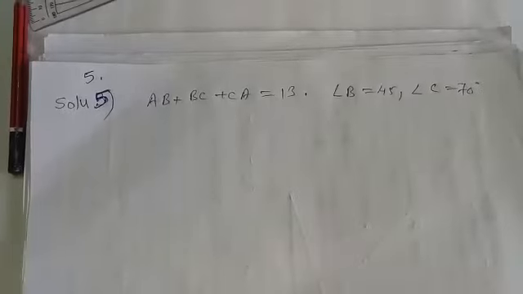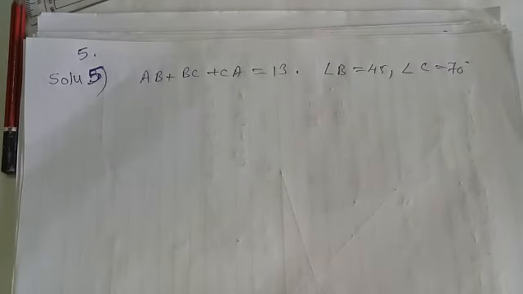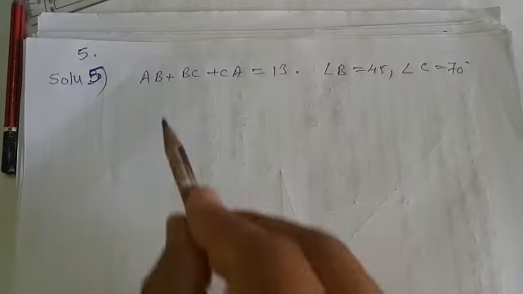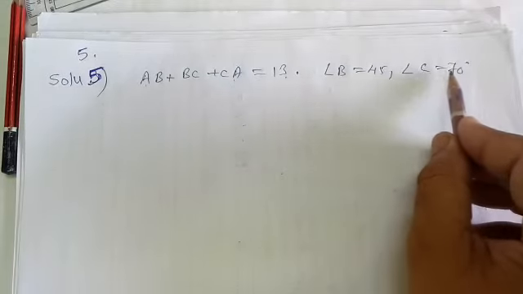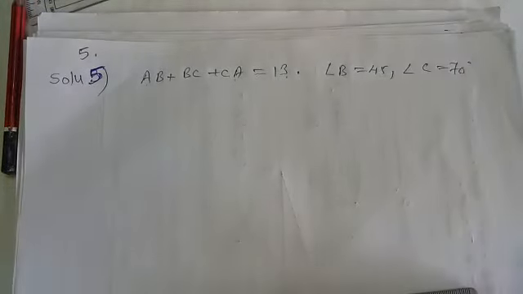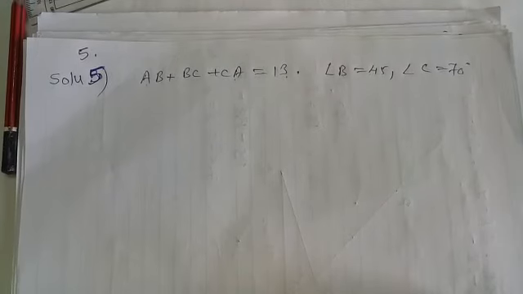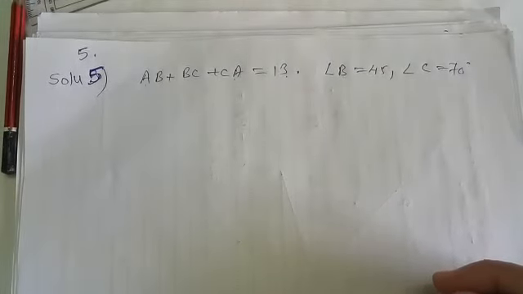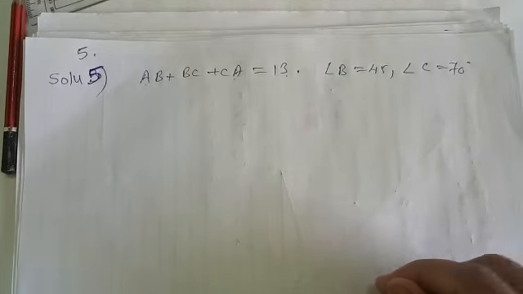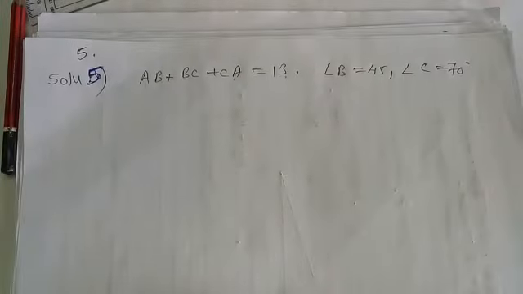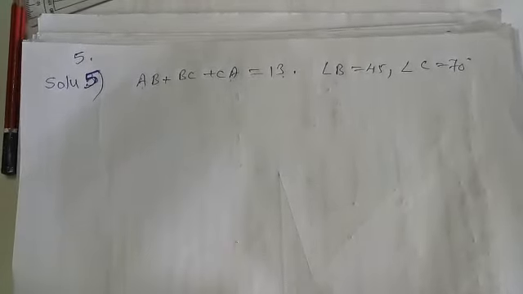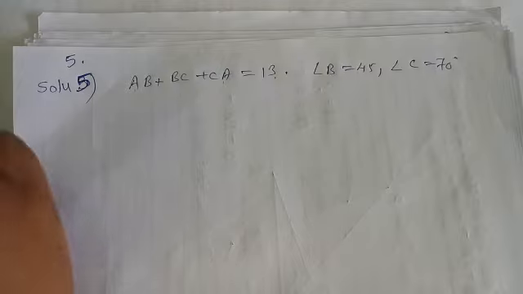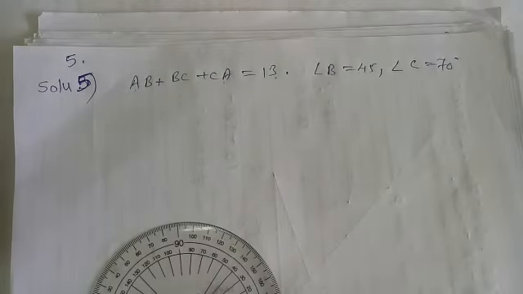Is it clear? Question number 5. It is very important. See it very carefully. Construct a triangle ABC where AB plus BC plus CA equal 13 cm, angle B 45, angle C 70. Draw a line PQ of 13 cm. We have to make a triangle ABC, but you take a line PQ of 13 cm. Now 45 degree and 70 degree we have to make an angle from both sides.